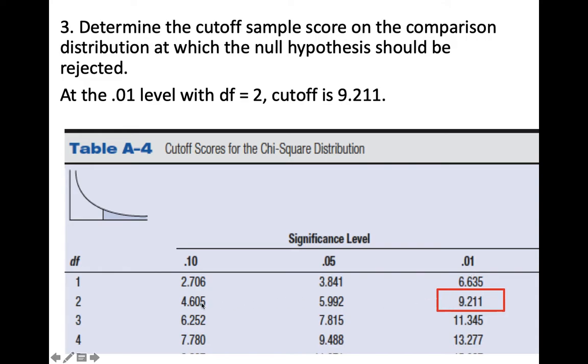You can see here that the critical value is higher. So this is going to be a tougher critical value to surpass. If you think about our sampling distribution, that line, rather than being at 5.992, is moved out to 9.21. So that's the critical value that we're going to use in this case.